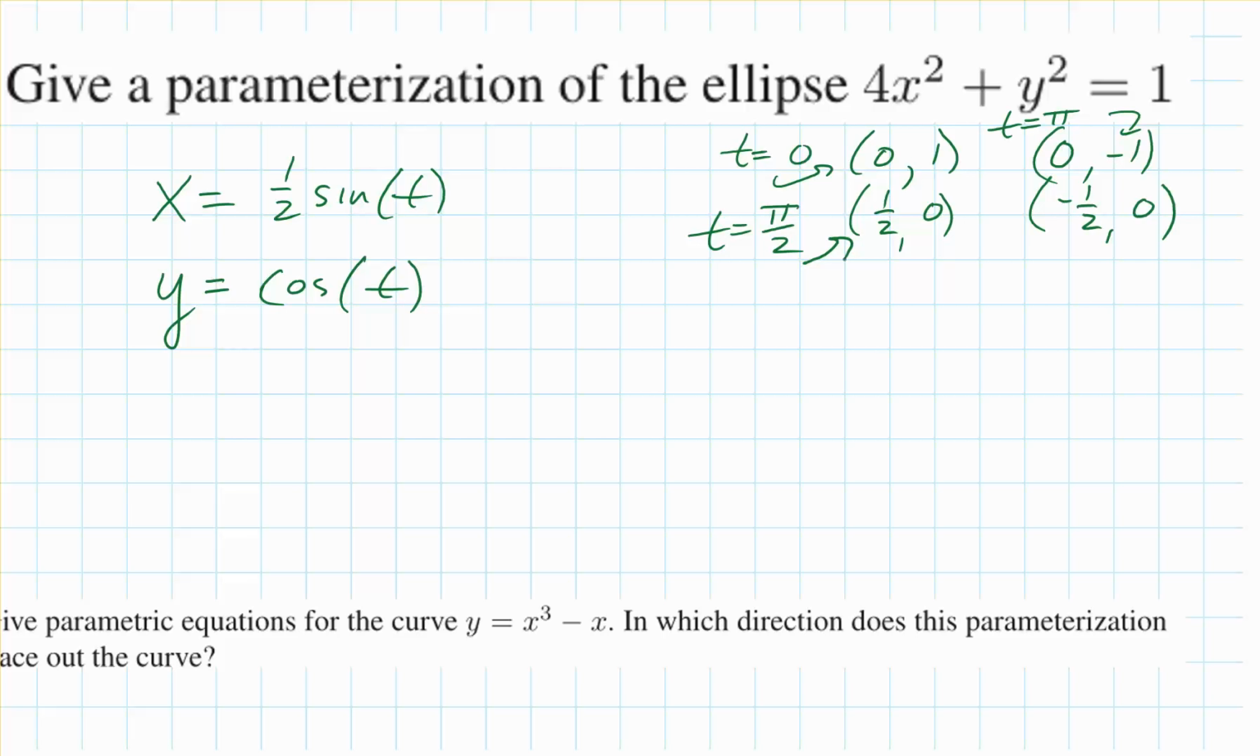Negative pi over 2, or 3 pi over 2, right? Let's do 3 pi over 2. So what do you end up with? You end up with that one, right?